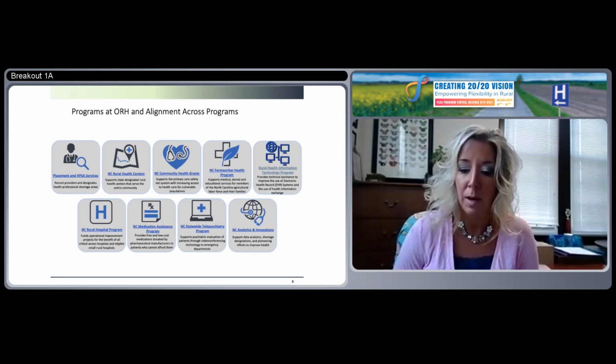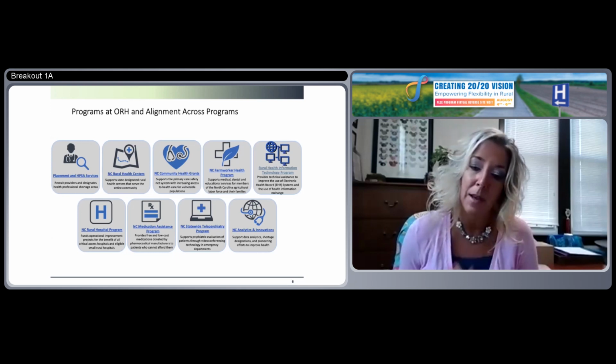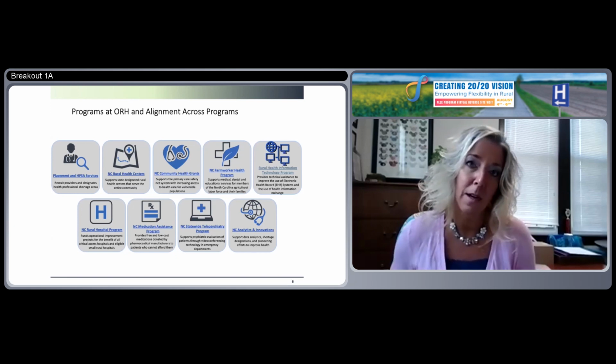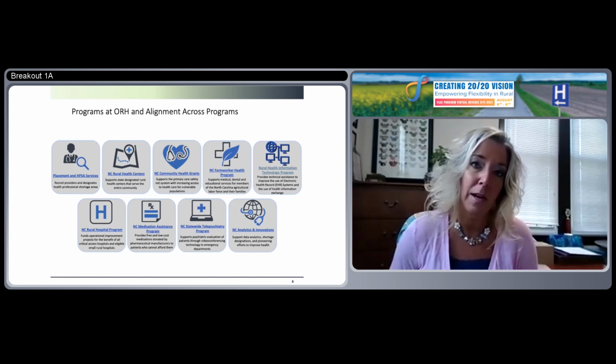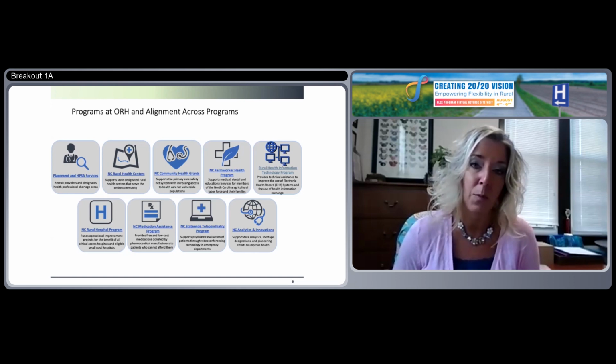We also have the Community Health Grant Program, where the North Carolina General Assembly provides us with nearly $15 million a year that we use to provide grants for primary care access. A way that this benefits the hospitals is that many hospitals in North Carolina have primary care site clinics that can now apply for those funds.